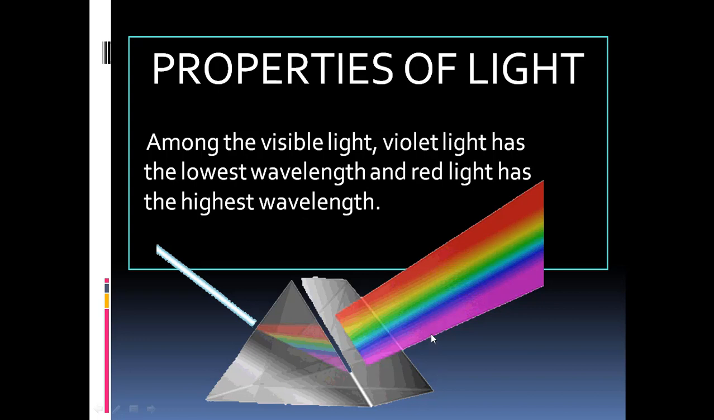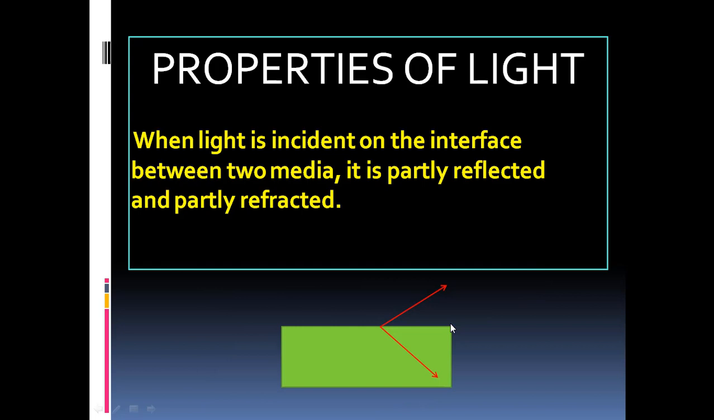And now let us come to another important property of light. When light is incident on the interface between two media, one part is reflected and the other part is refracted as shown here. That is, when light is incident, it undergoes reflection and refraction also.